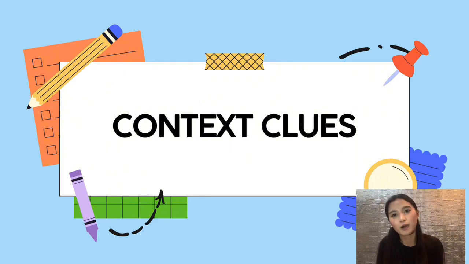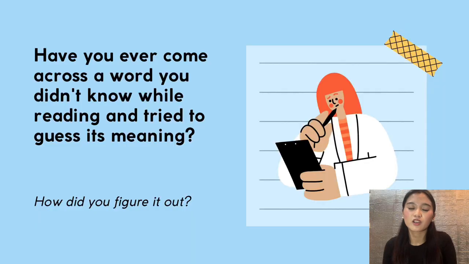Let's explore how. Have you ever come across a word while reading, maybe in a book, a post, or even a story, that you didn't understand? What did you do? Did you try to guess its meaning? I'm sure you did. You probably looked at the words in the sentence or thought about what the story was saying. That's already using context clues. So, when you try to figure out the meaning of a word based on the words or ideas around it, you're using context clues, and that's exactly what we'll be learning today.